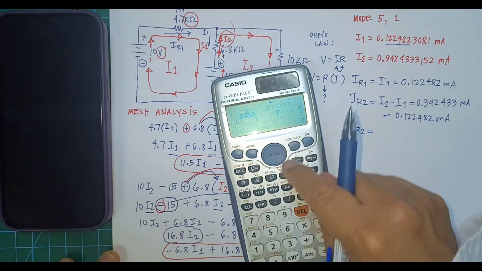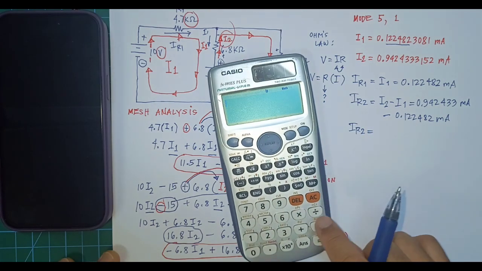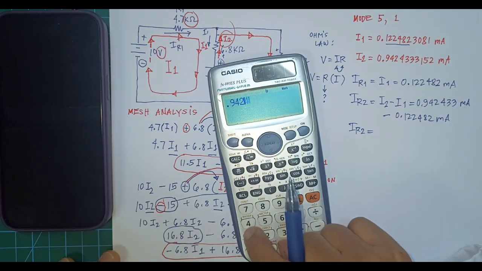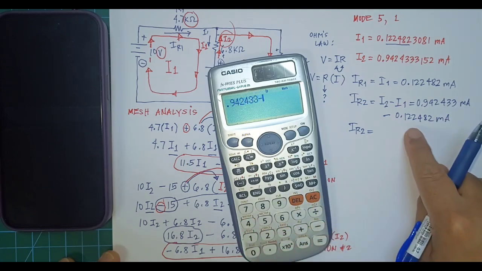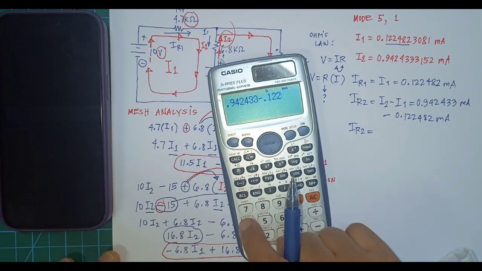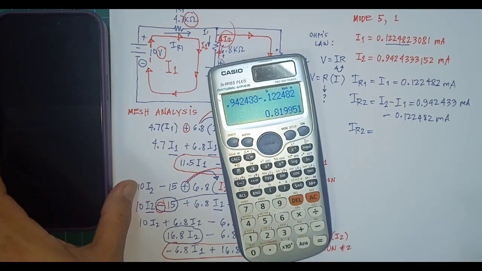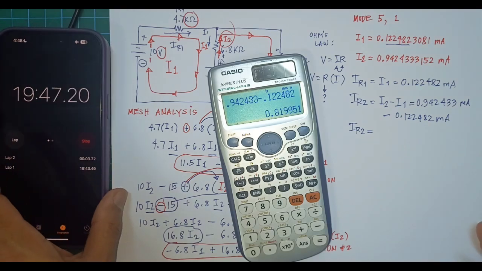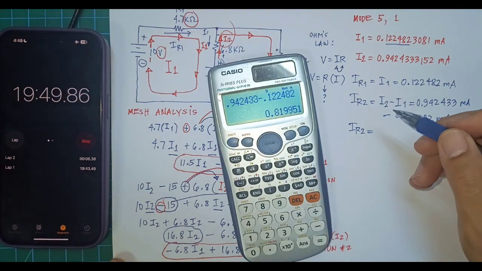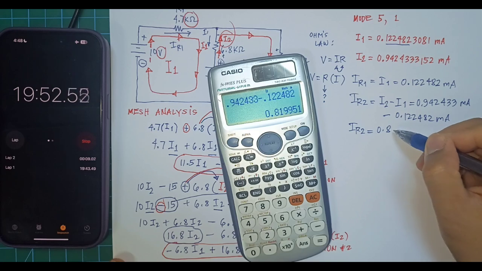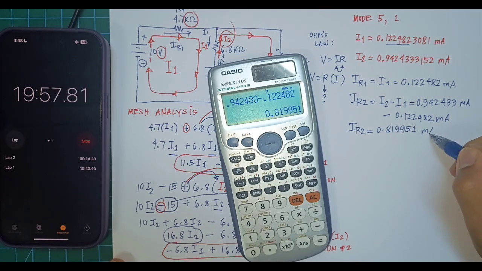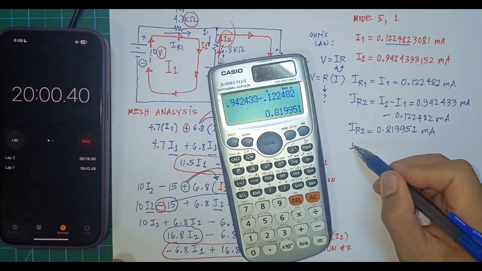Let's see, using mode 1, 0.942433 minus 0.12248 equals 0.819951, which is equal to 0.819951 milliamperes.